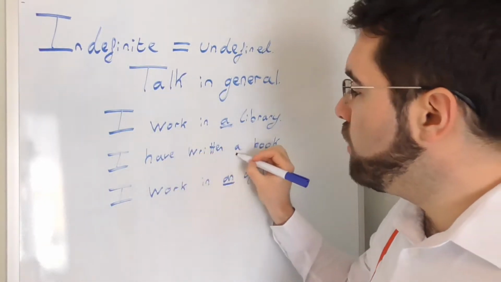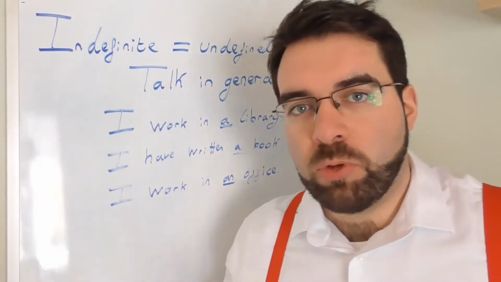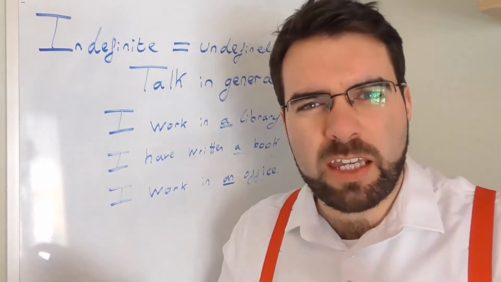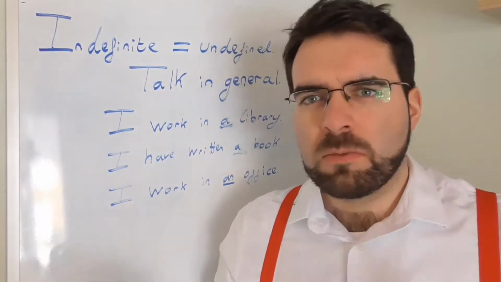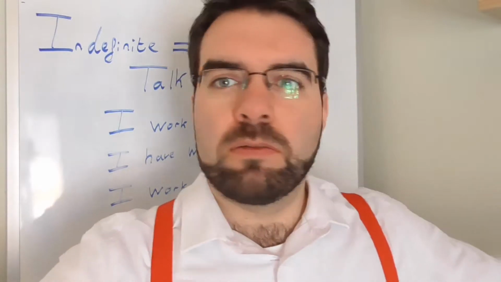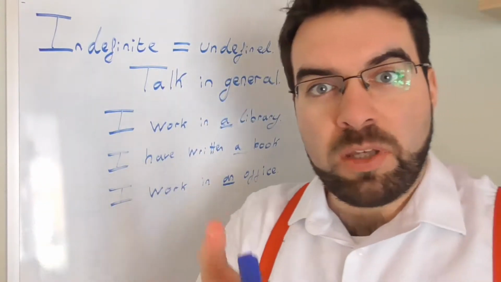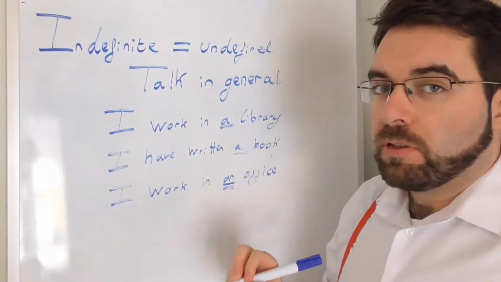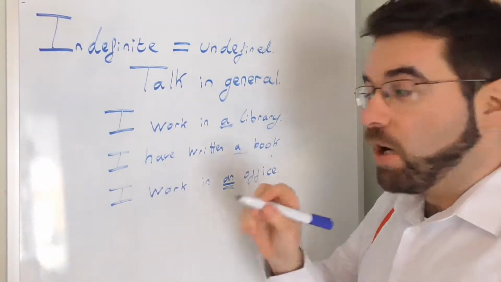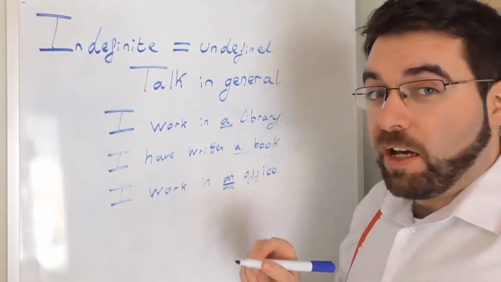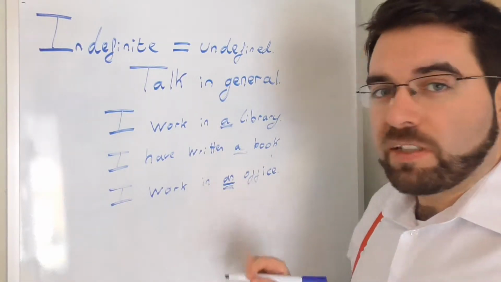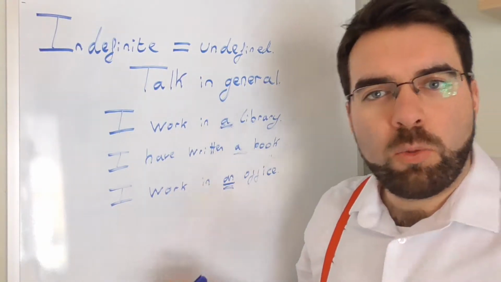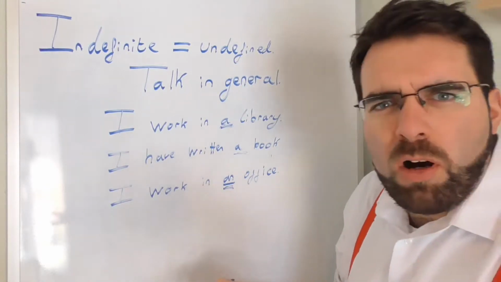I have written a book. Which book? Where? When? Why? What's it called? Where is this book? You tell me. I work in an, because it's office. I work in an office. A-E-I-O-U, a vowel. An office. Which one? Where? Why? Since when? With who? Doing what?